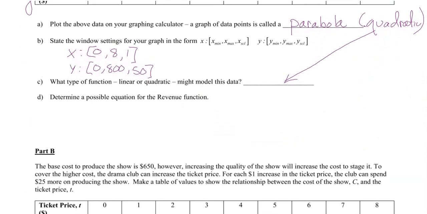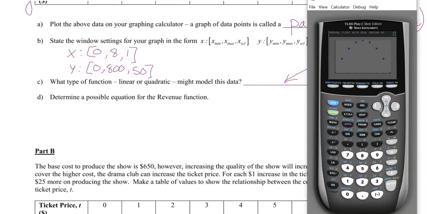Determine a possible equation. So to get the equation, we are going to run a regression. So here's the first of the 617 regressions we run. 50 or 60 would not be out of bounds for regression. So you're going to be doing a lot of regression, right? So trying to get these steps down.